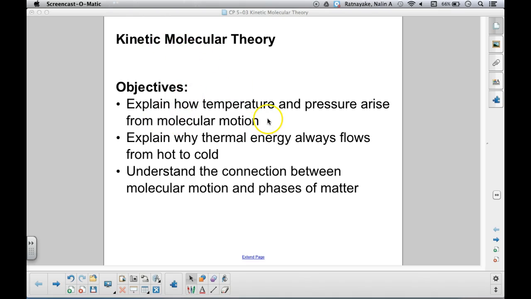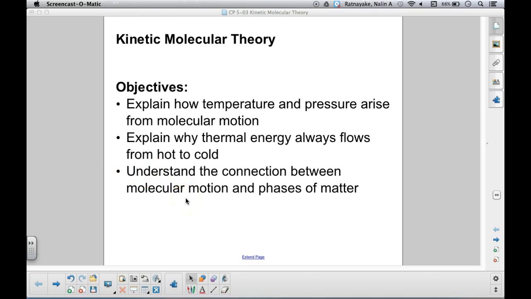Specifically, our objectives are to explain how temperature and pressure are the result of molecular motion. We're going to see where these two things come from, and we're going to be able to explain why thermal energy always flows from hot to cold. We've learned in previous lectures that heat always flows from hot to cold, and we never really talked about why, and now we're going to be able to see why that is when we look at the motion of molecules.